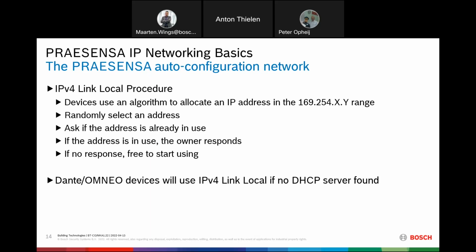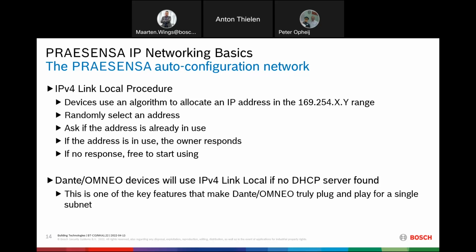Yeah, all Dante and Omnio devices will use this link local if no DHCP server is found. And in principle, it's standard network technology because also your PC does the same. The only thing is that within the Bosch network, they have blocked the use of link local on the PC side. But yeah, in a standard PC environment, it also jumps automatically to link local. Yeah? This is one of the key features that makes the Dante Omnio truly plug and play for a single subnet. So that's important to know: if you're in a single subnet, you can use this.